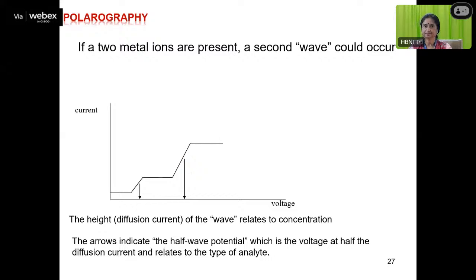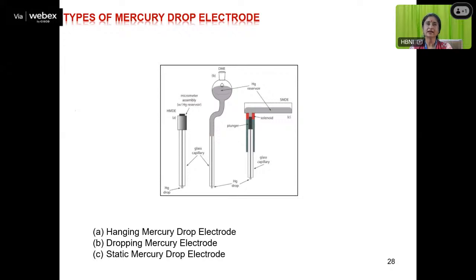Now you can see there are different types of mercury drop electrodes for polarography. What is the hanging mercury drop electrode? This is the hanging mercury drop electrode, meaning the drop is fixed throughout the process. It will be hanged inside your solution. In the dropping mercury electrode, a mercury drop forms, slowly its size increases and then it drops. Again a second drop forms, its size increases and drops. So every time you are getting a new surface for reaction.